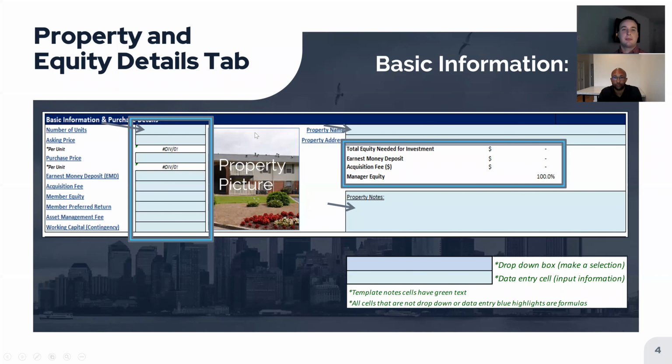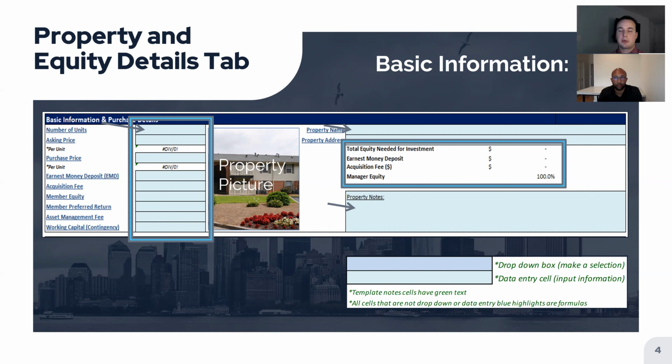So the next tab after that is the property and equity details. And this is where you start to enter a lot of the basic information about your property. You start entering in the bank loan information and then the renovation information and the exit strategy. So in the property and equity details, you're going to start off with just the very basics, right? How many units does the property have? What's the asking price? And what's the purchase price? You've got a per unit calculation right below those items.